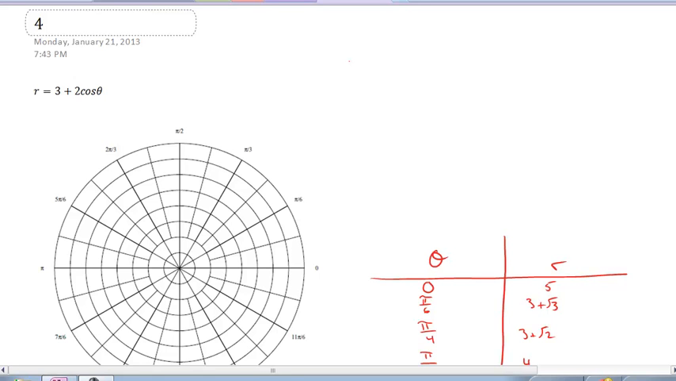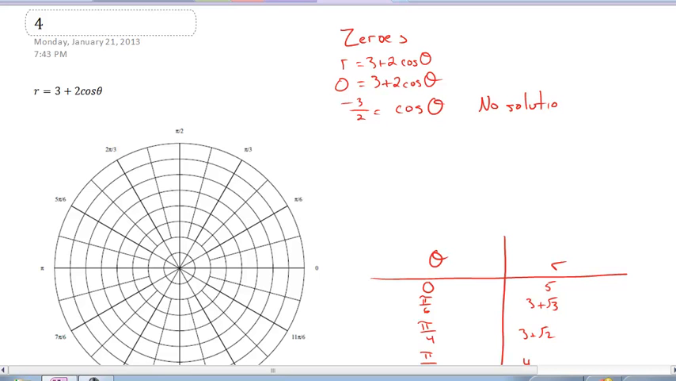Alright, so here's a second example of a similar type of graph to the one that we did in class today. And in this graph, we're talking about, start with the zeros of r equals 3 plus 2 cosine theta. Remember that means that's where we want r to be 0, so 0 equals 3 plus 2 cosine theta, so ultimately minus 3 over 2 equals cosine theta. And if we stop for a second and look at that equation, there are no solutions. It's outside of the range of cosine. So there are no solutions, therefore there are no zeros.